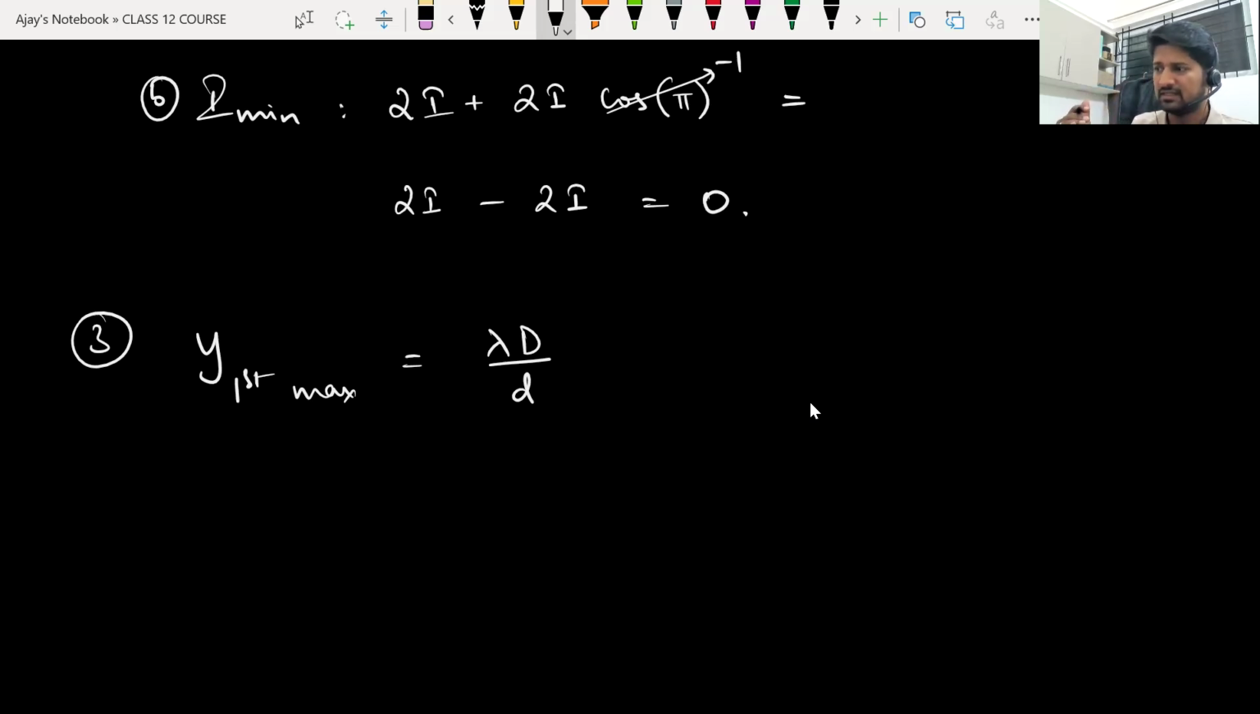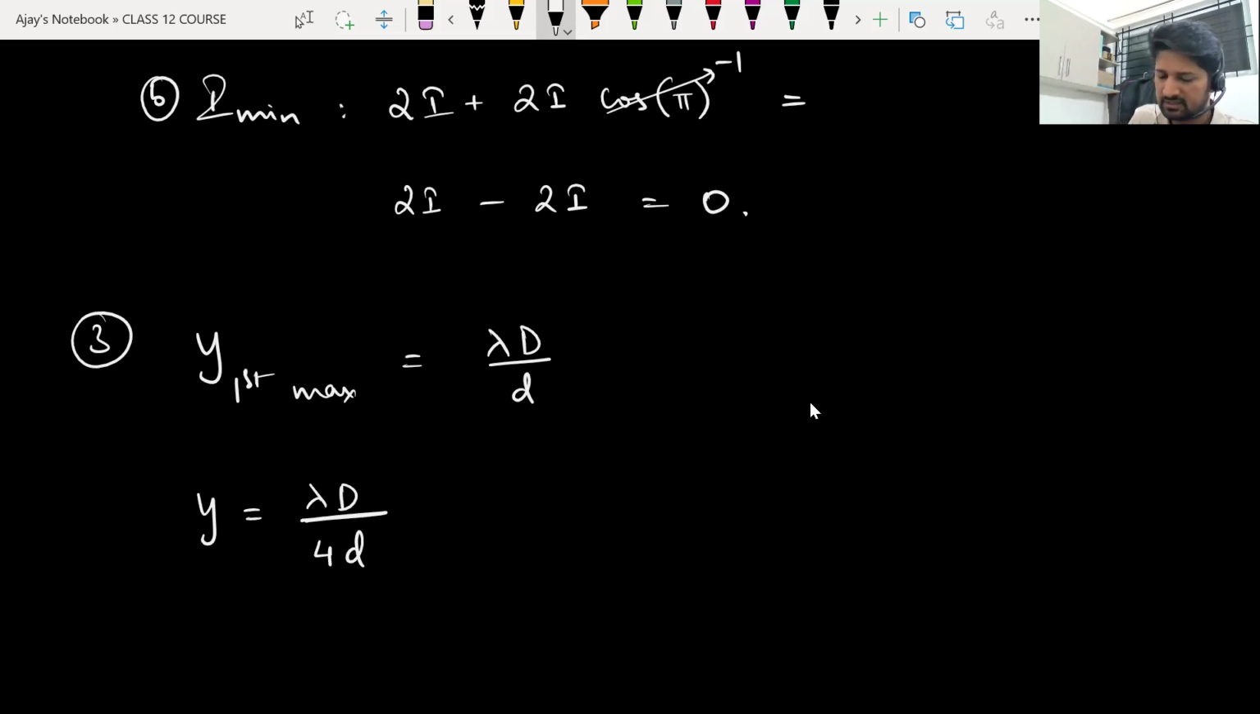Now in between the central maximum and the first maximum, there will be a minimum also. That occurs at lambda D by 2d. That's fine. Now let's take a random y coordinate, say lambda capital D by 4 small d. This does not correspond to a maximum, and it does not correspond to a minimum either. I have given you some random distance on the screen.